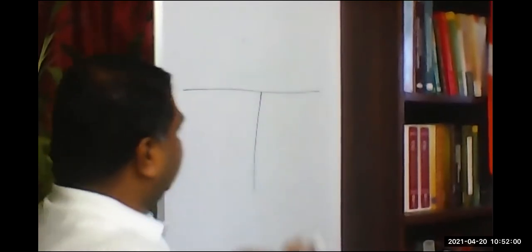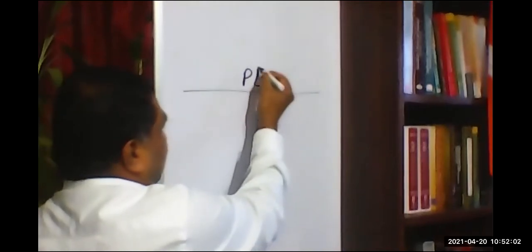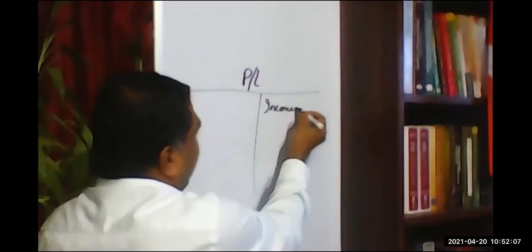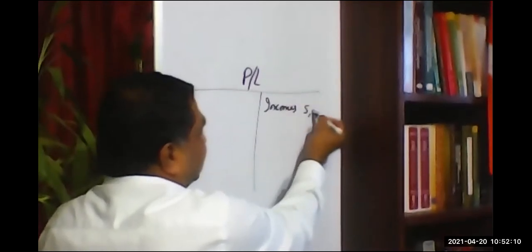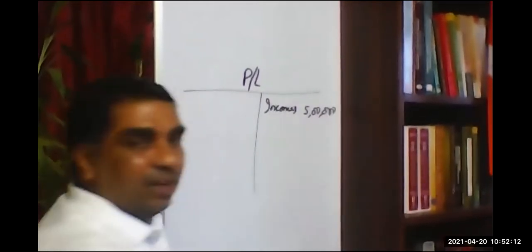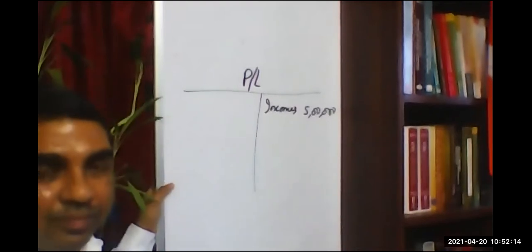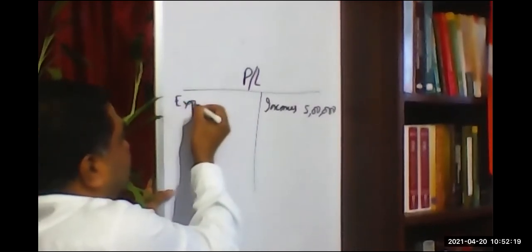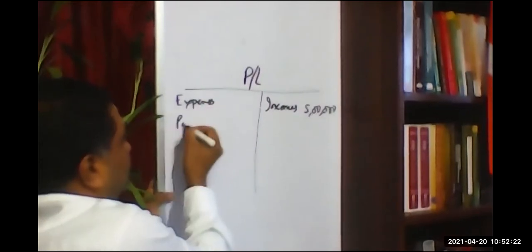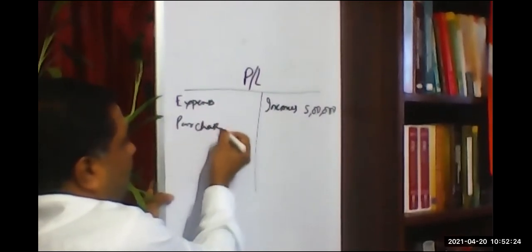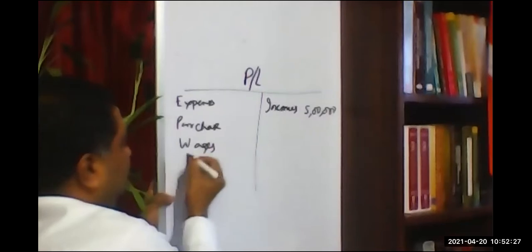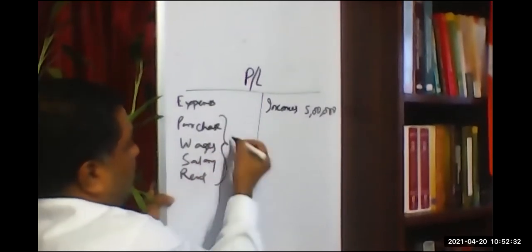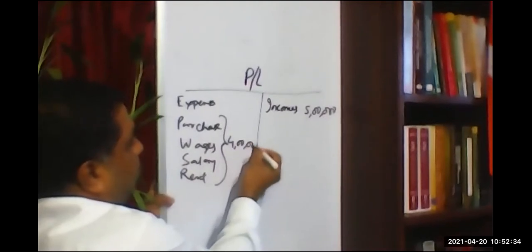Let us say this is my PL statement, profit and loss statement. Here I am writing all my incomes, sales, etc. Let us say it is 5 lakh. And this side I am writing all my expenses: maybe purchase, wages, salary, rent, all taken together. Let us say 4 lakh.